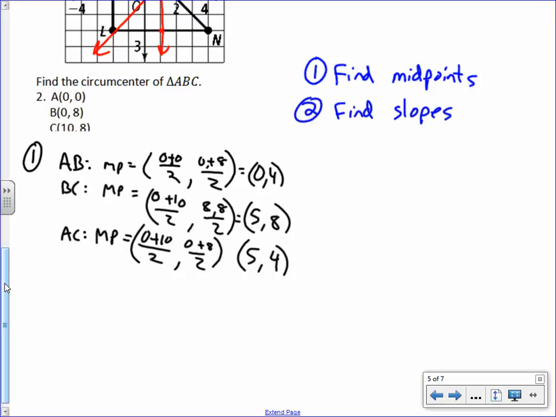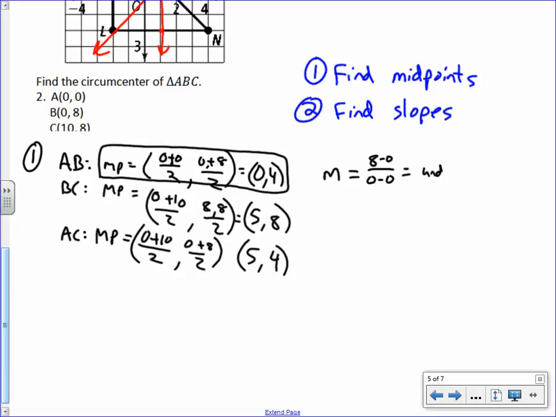So for AB, I'm going to do the slope. If the midpoint is this, the slope is going to be, if you look at AB, y2 minus y1 over x2 minus x1, so 8 minus 0 over 0 minus 0. Uh-oh. That is undefined. Can't divide by 0. So that means it's a vertical line.